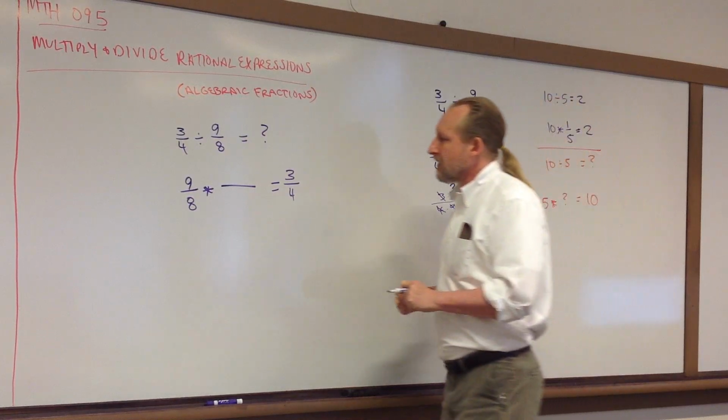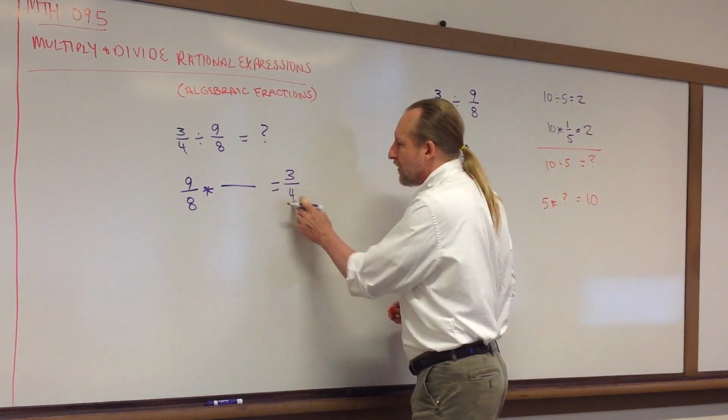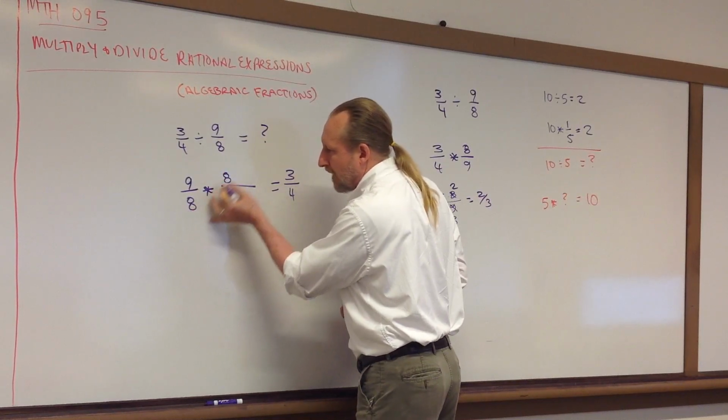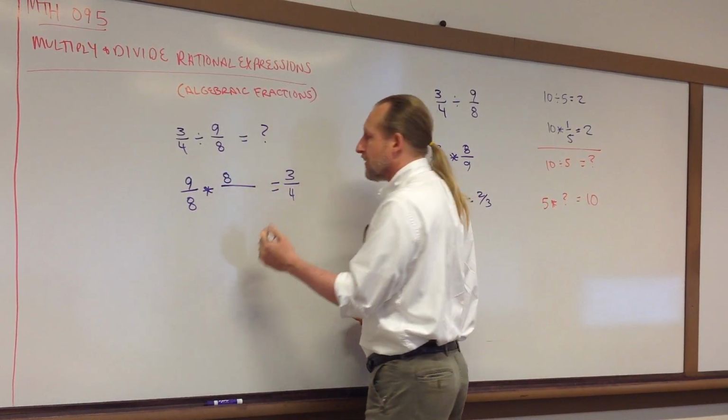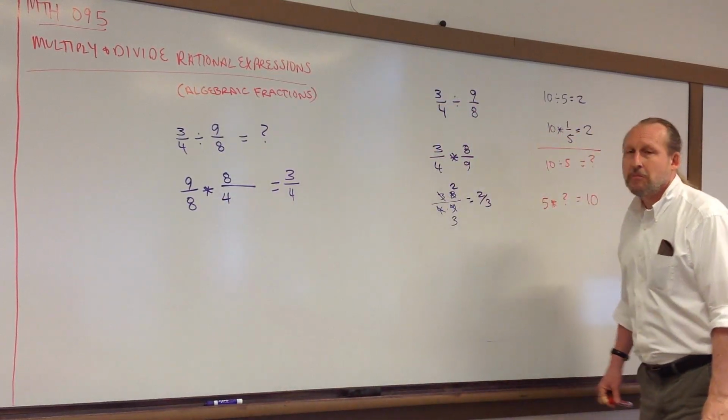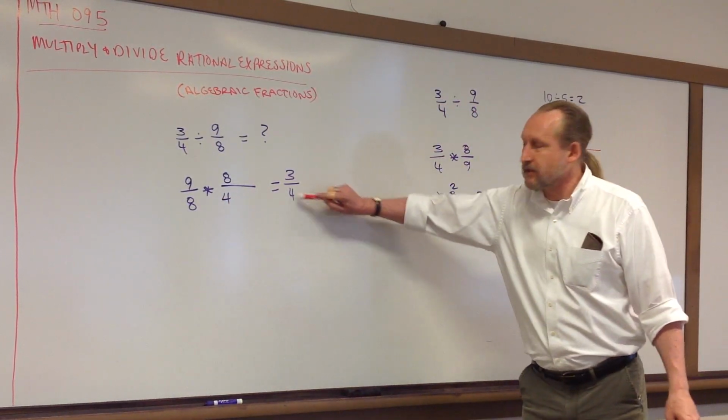The idea here is we've got an 8 on the bottom, but we want a 4. Well, let's cancel out that 8 on the bottom with an 8 on the top in our answer, and then replace it with a 4 on the bottom. Okay, so that'll give us a 4 on the bottom in our answer.